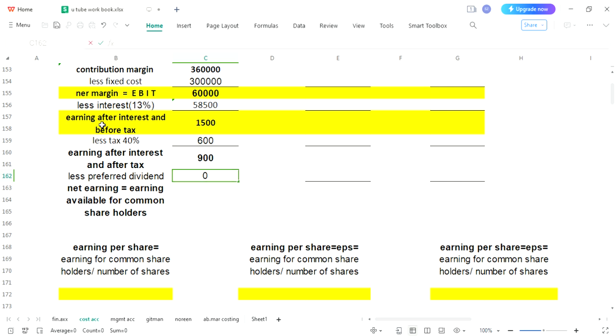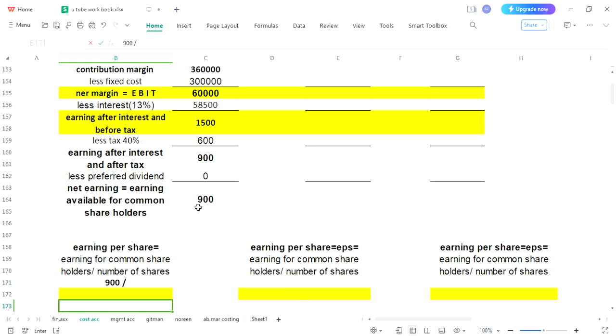No dividend, similarly in this part as well. Now we are open to calculate earning available for common shareholders by subtracting preferred dividend from the previous earning. 900 earning after interest and tax, and you will subtract preferred dividend. So we will have earning available for common shareholders, after which we are now able to calculate earning per share, for which we needed earning available for common shareholders. We have just 900 earning available.